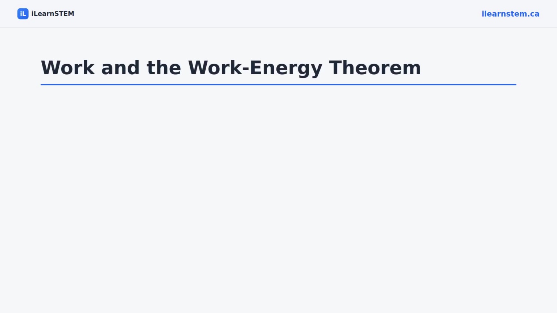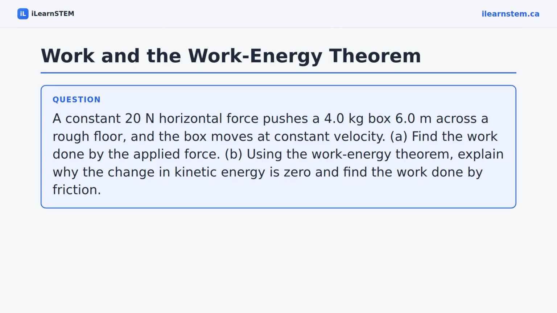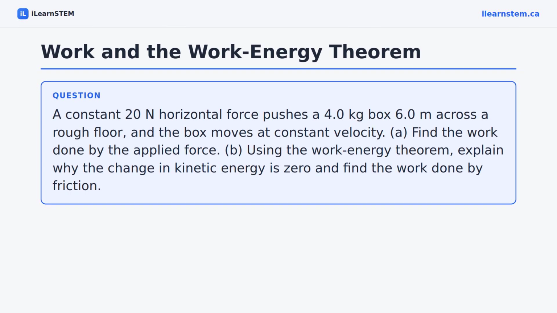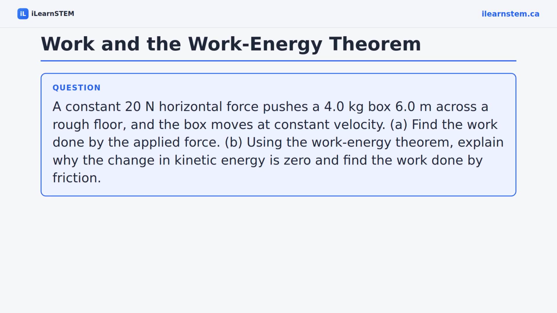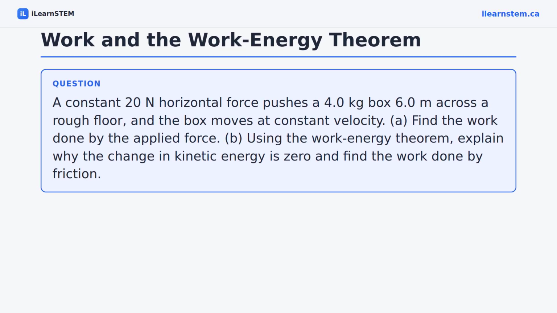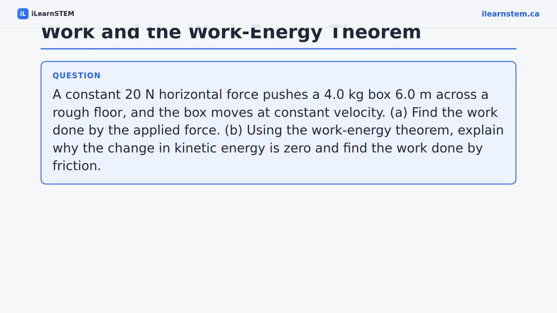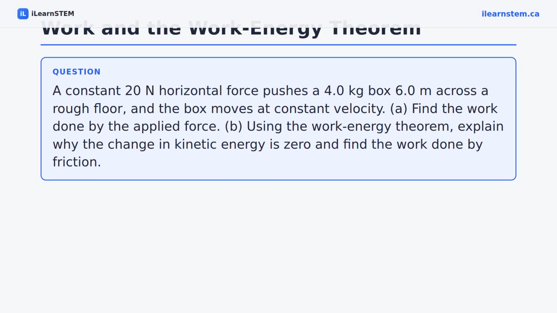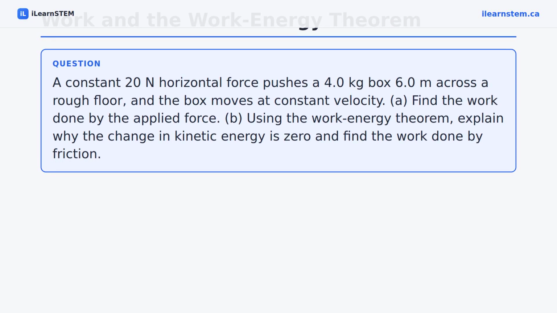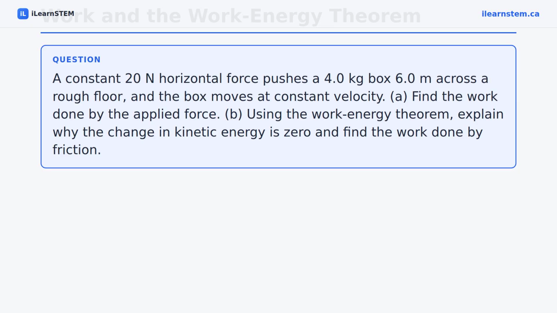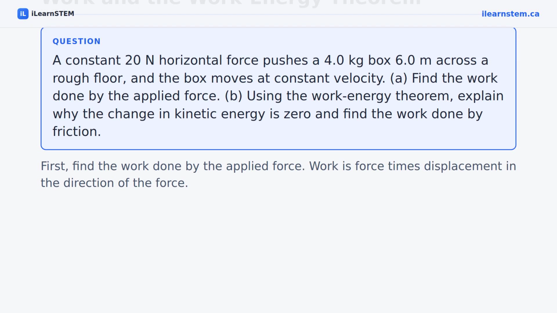We'll practice using the work-energy theorem to analyze work done by forces. Here's the problem. A constant 20 Newton horizontal force pushes a 4.0 kilogram box 6.0 meters across a rough floor, and the box moves at constant velocity. Part A, find the work done by the applied force. Part B, using the work-energy theorem, explain why the change in kinetic energy is zero and find the work done by friction.